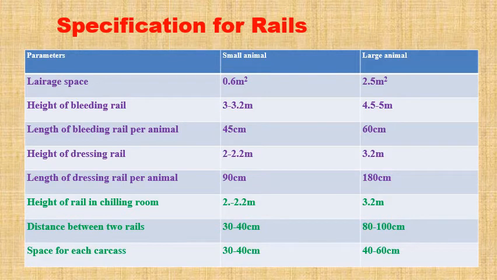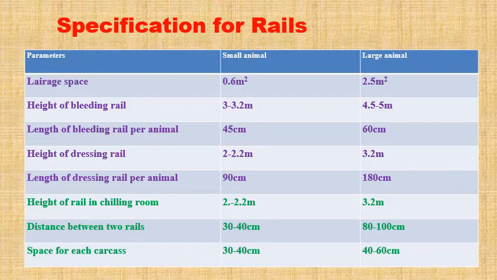Here we will see a few specifications or space for layerage in the slaughter hall, particularly in case of different kinds of rails and their height, and in case of rails in the chilling room. This data is given both for small animal and large animal separately, and is more suitable for Indian conditions, because Indian animals are smaller, whereas in the standard textbook or for exotic animals the size is bigger, so the data may differ.